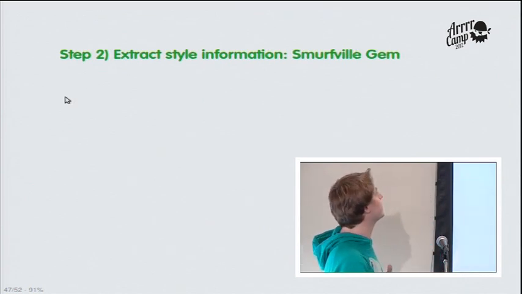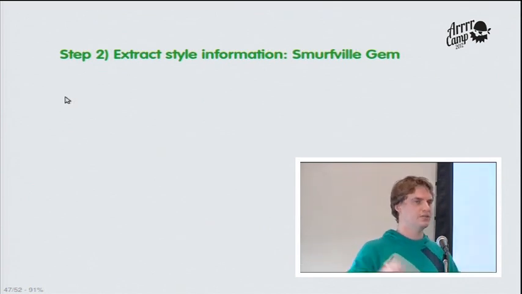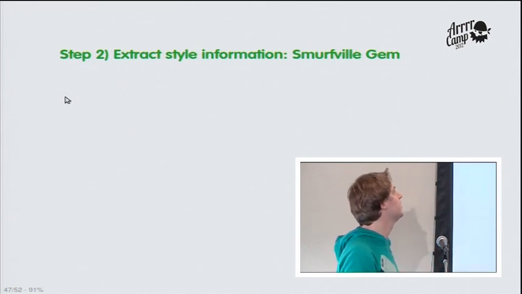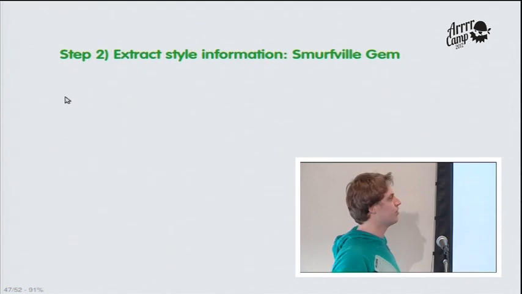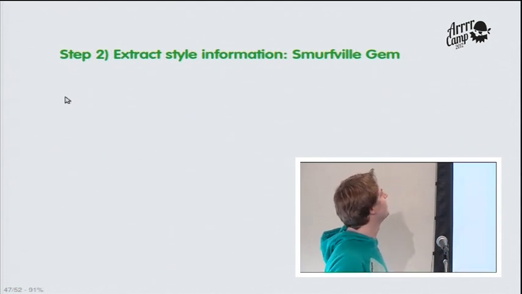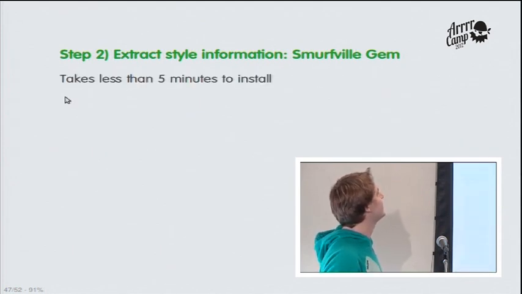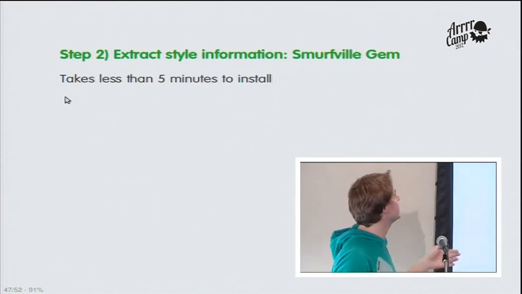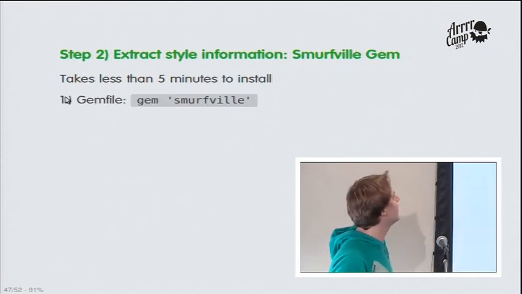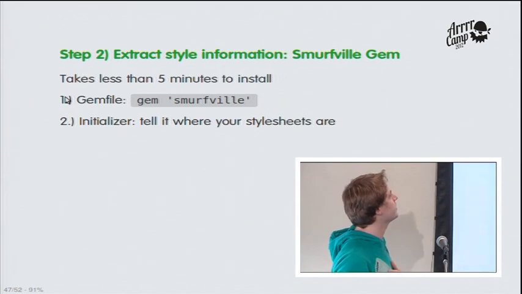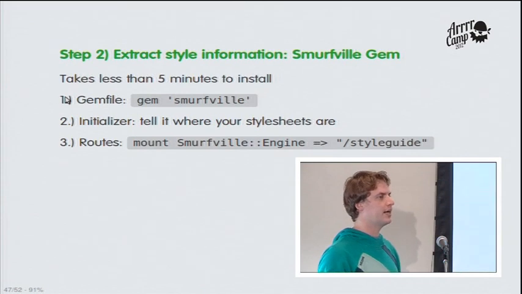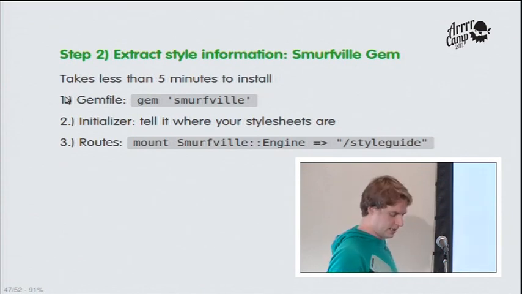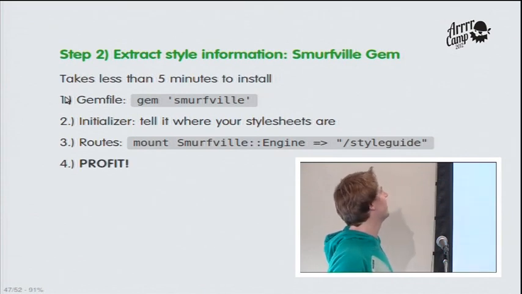So let's get back to the style guide. We followed that convention, put all our colors in SASS variables, and now we can use the Smurfville gem. Smurfville is the home of Smurf. And it's really super easy. It takes less than 5 minutes to install. You just have to add the gem, tell it where your style sheets are, mount the style guide so you can display it in your app, and profit.